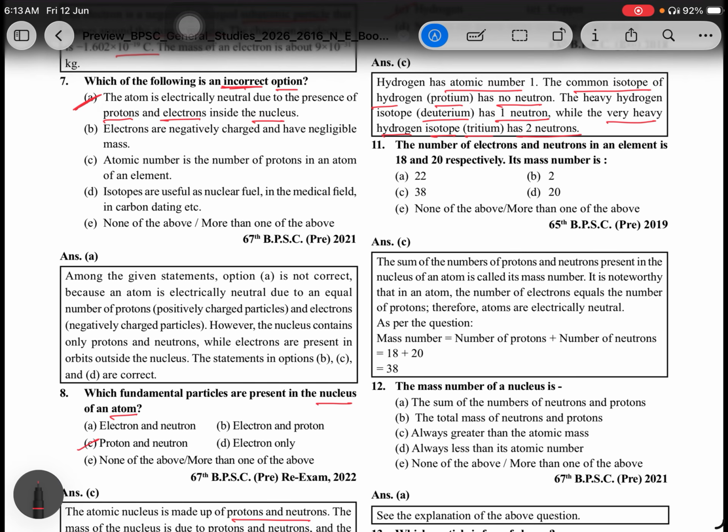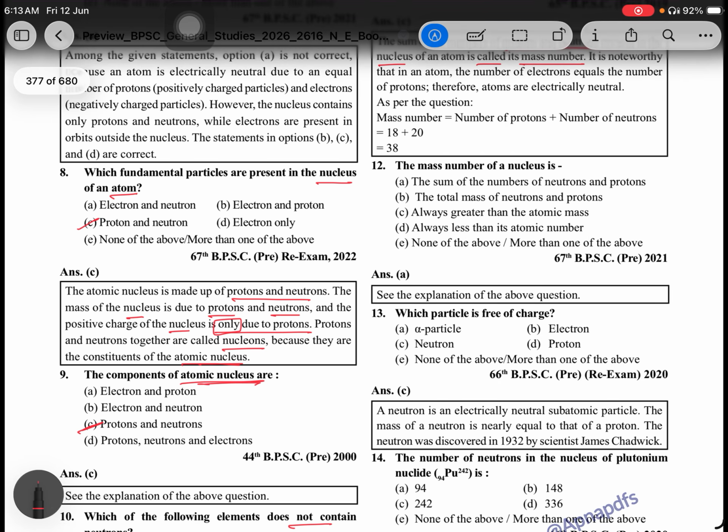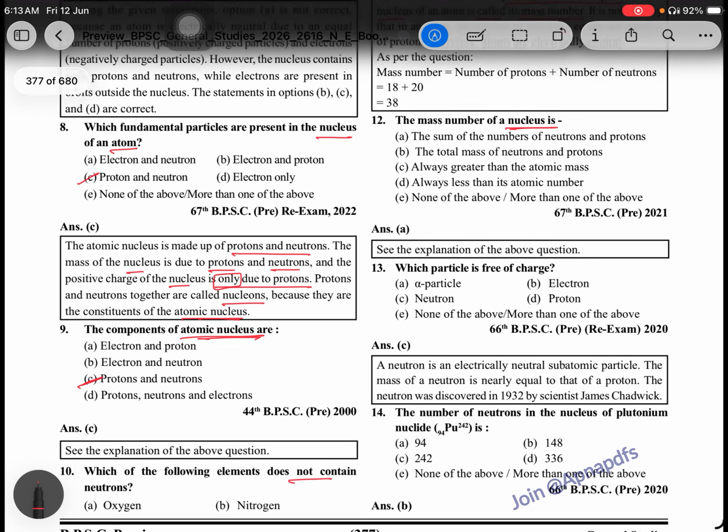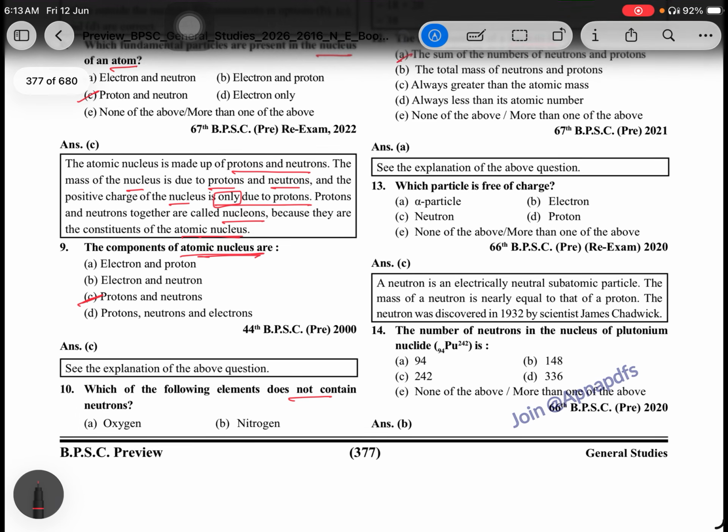The number of electrons and neutrons in an element are 18 and 20 respectively. The mass number is 38. The sum of the numbers of protons and neutrons present in the nucleus of an atom is called its mass number.